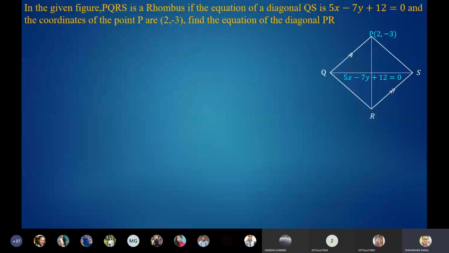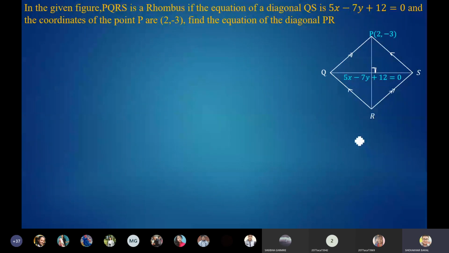So these two are parallel here. This one and this one is also parallel. As one diagonal equation is already given, we don't need to go through the concept of the perpendicular bisector. We can simply use the concept of perpendicular only, because one passing point is already given. This diagonal passes through the point (2, -3), and the equation is already given here.